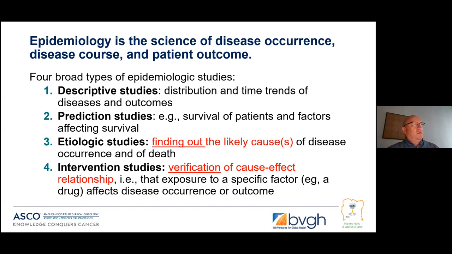So in fact, I've tried to make a rough classification of the epidemiological studies, starting with what we call generally the descriptive studies, which are just for describing what's going on in the population, what's going on in the geographic area, and so on. This is the first type of study. Then we have prediction studies, those where we are really concentrating on the survival of patients and the factors affecting survival. These studies are quite important in the cancer field. Then we have the etiologic studies. Etiologic studies are hypothesis generating for finding out the likely cause of disease occurrence and of death. Indeed, all is about finding out the causes of cancer or why people die from a cancer.